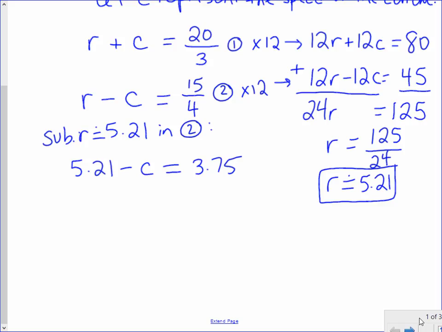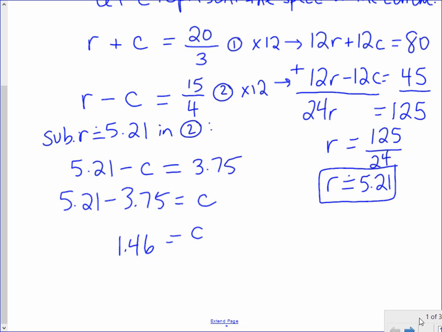So if you guys want to do a little double switch here, we'll bring c over here and 3.75 over here. So 5.21 minus 3.75 equals c. And c is 5.21 minus 3.75, 1.46.